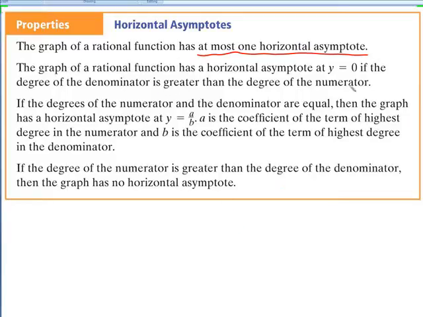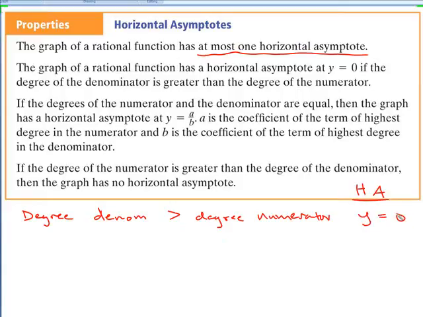Second, we're talking about the degree, which is the highest exponent. If the degree of the denominator is bigger than the degree of the numerator, your horizontal asymptote will be the line y is equal to 0.